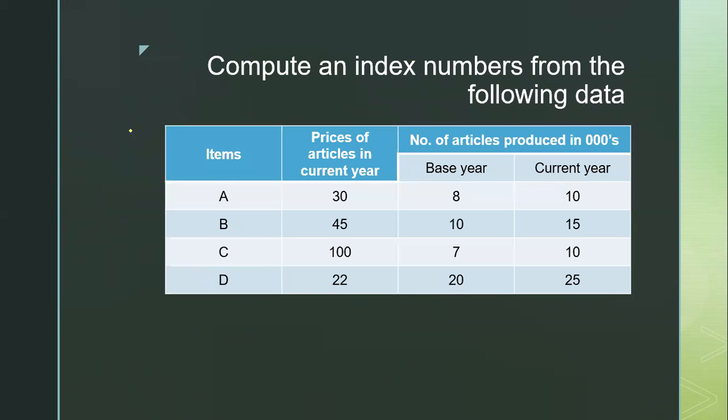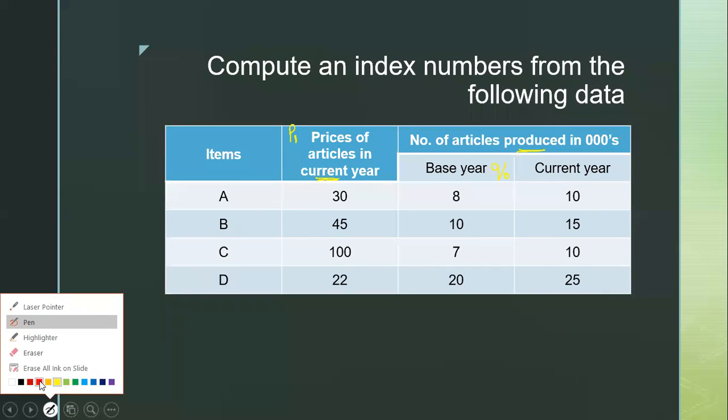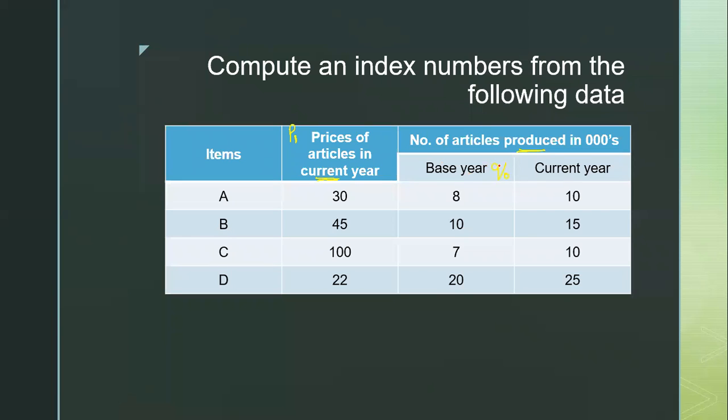Okay. Compute an index number from the following. They have given us the items A, B, C, D, prices of articles in the current year. Means what? It is the price of the current year, that is P1. Number of articles produced, that means production, that means quantity is given in thousands. They have given for the base year, which is Q0, and for the current year it will be Q1.